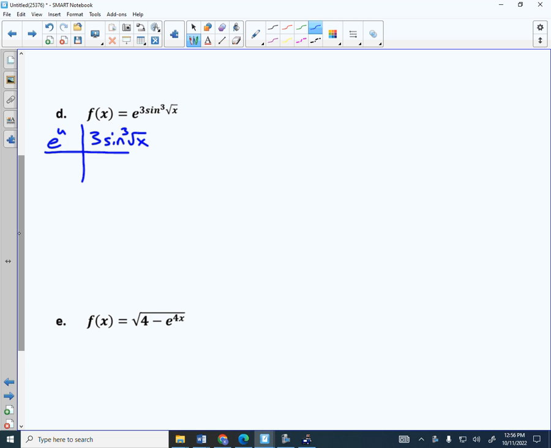And then the product formula. Not quite. This is 3 sine of the root of x, and it's that thing cubed. So that's what this means. So that's what we want to see. So what's the derivative of e to the u? Well, that was easy, right? But now I need the derivative of that. What am I going to have to do for the derivative of that? The chain rule.